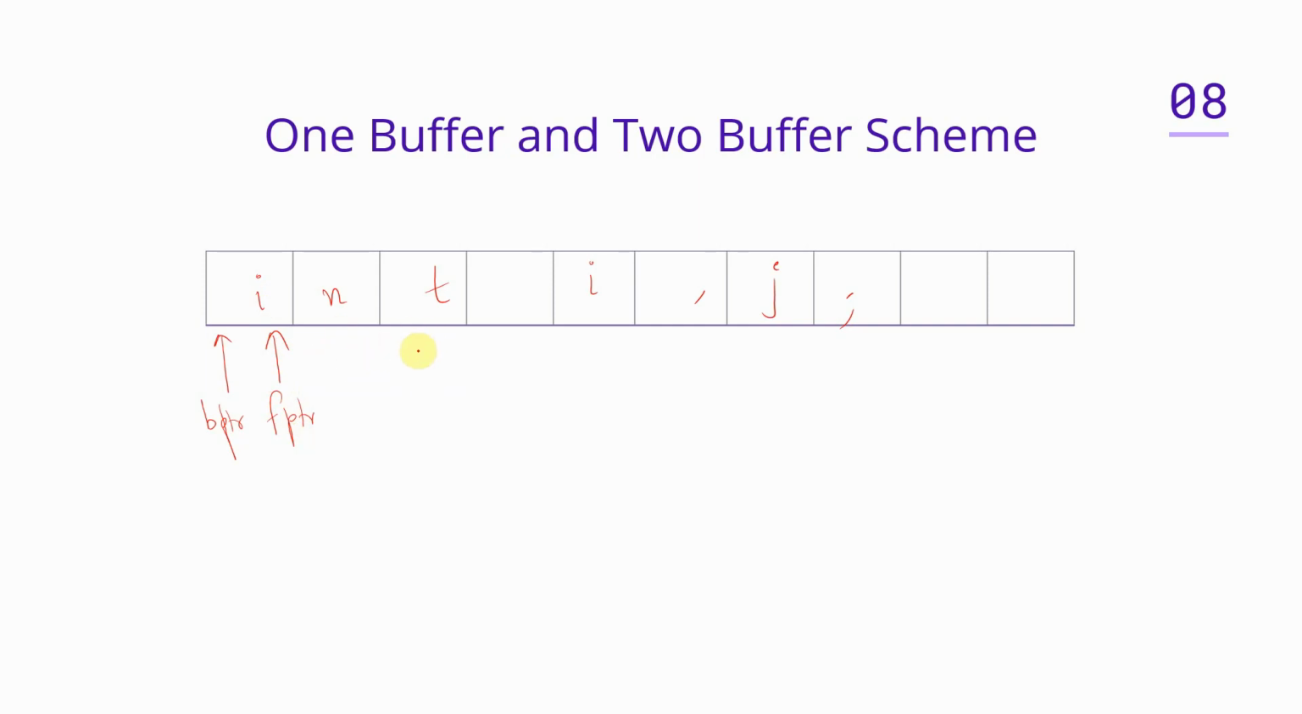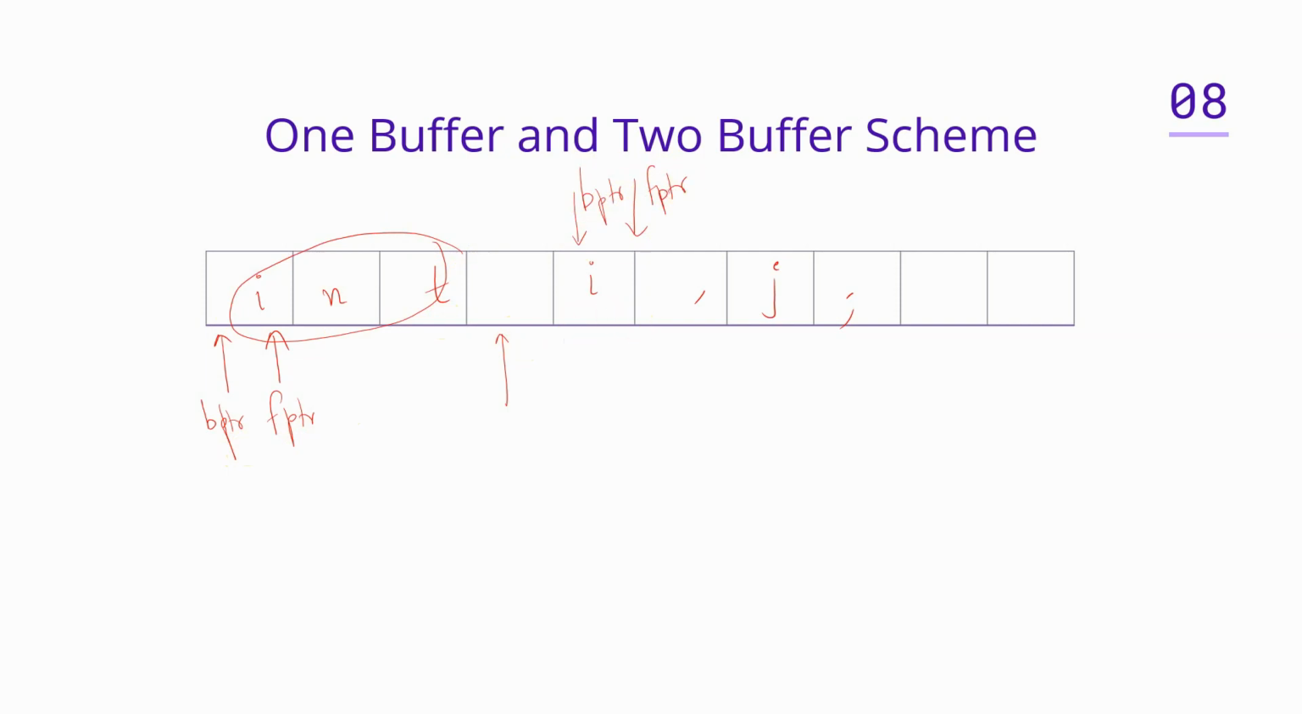Again, it encounters T. Once FPTR encounters this blank symbol here, it means that whatever is there before this pointer is one lexeme. So INT is considered as one lexeme. Once this lexeme is found, both FPTR and BPTR will point to the next character after this blank symbol, in order to find the next lexeme.